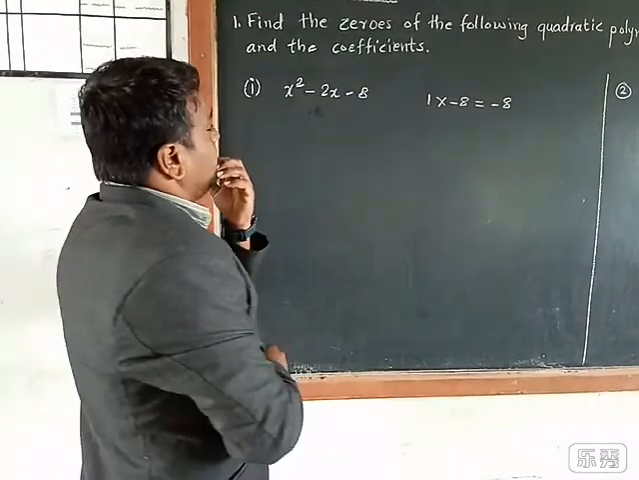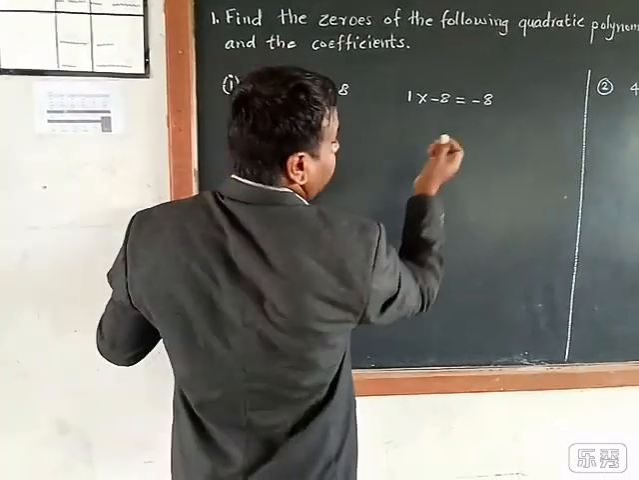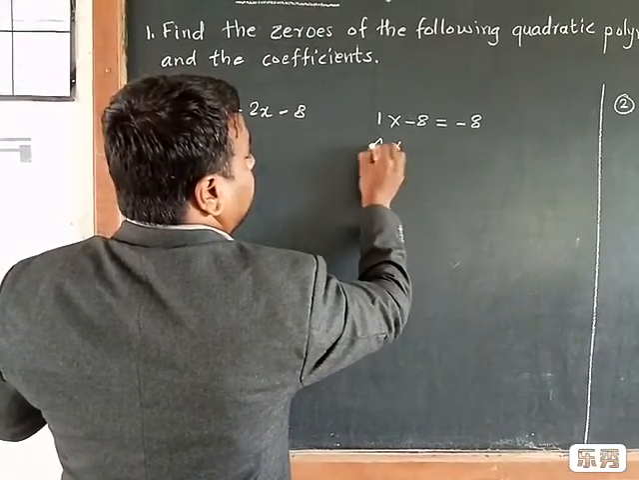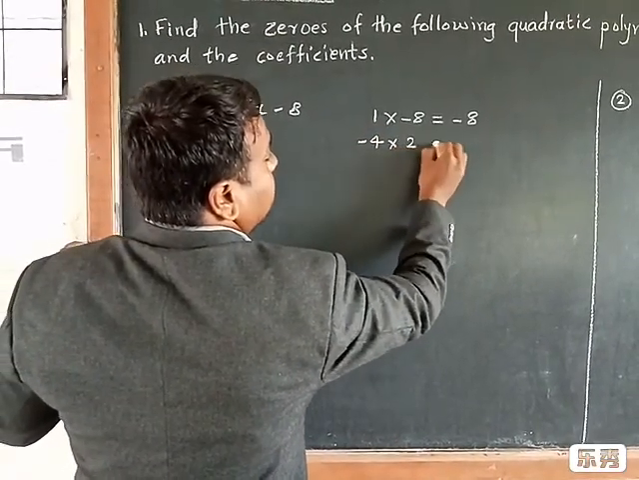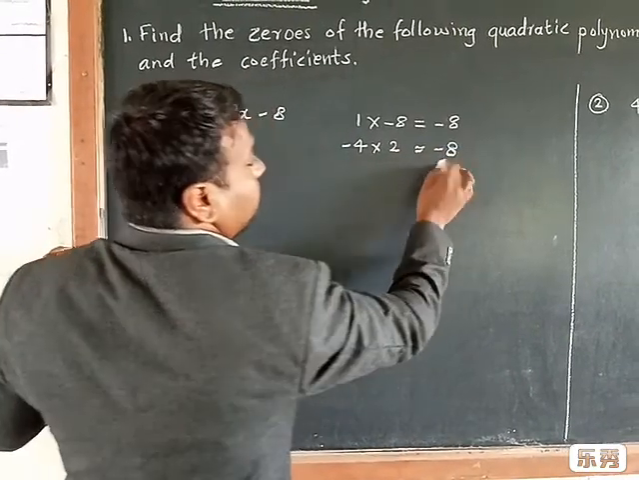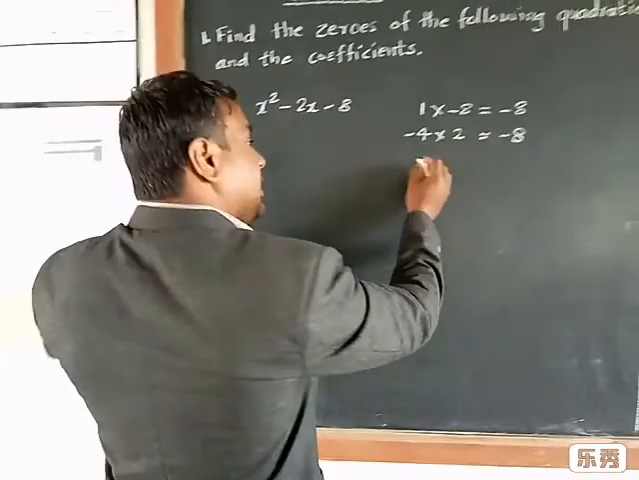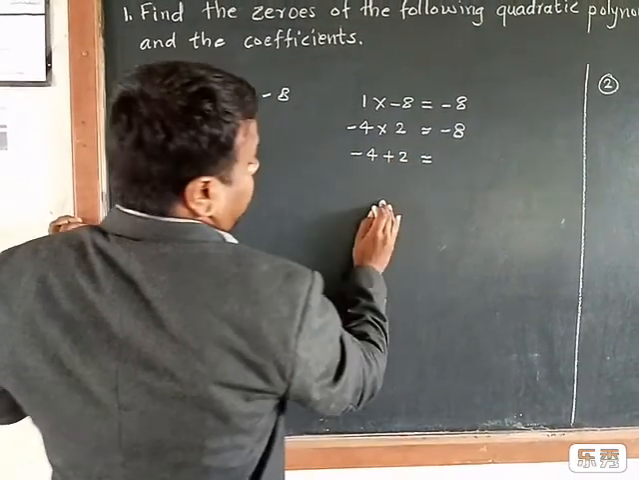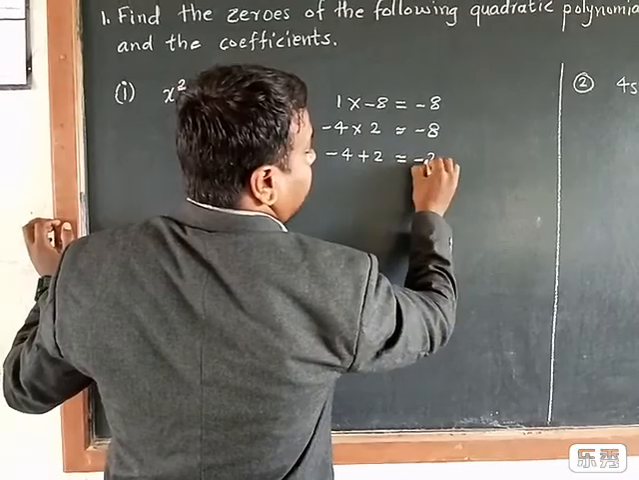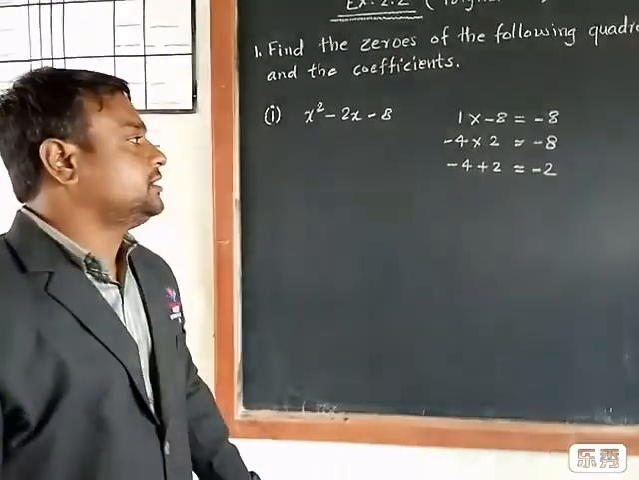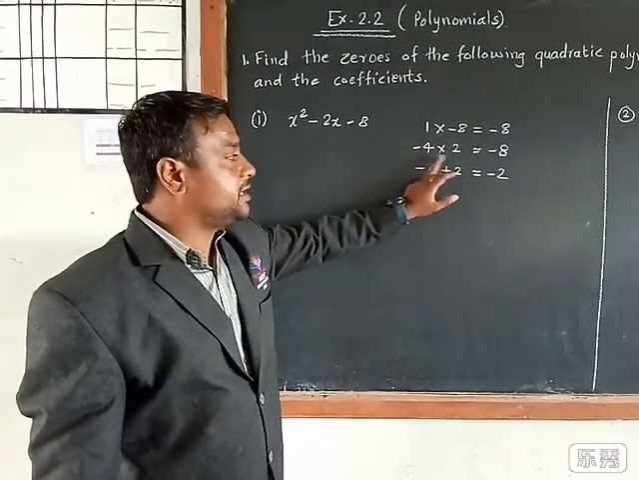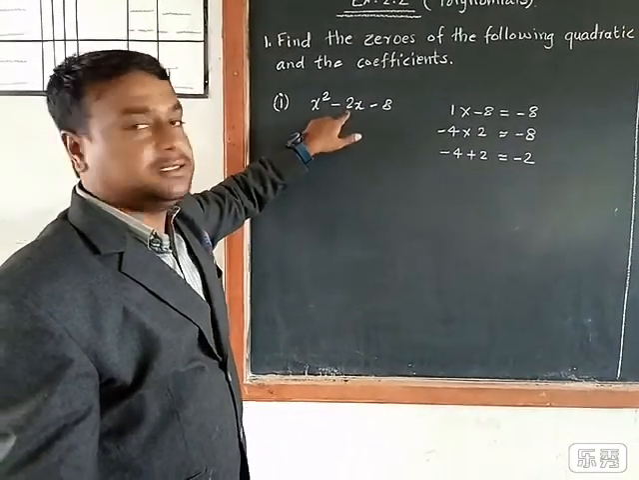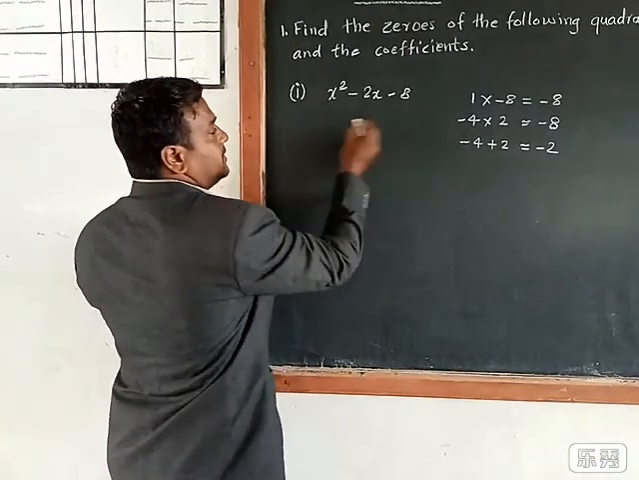So how can we solve it? Let us take numbers like minus 4 into 2. Our multiplication will be minus 8. And if we add minus 4 plus 2, then our addition is minus 2. So here we can take the numbers minus 4 and 2 to split this middle term. Okay, so we are going to split that middle term.